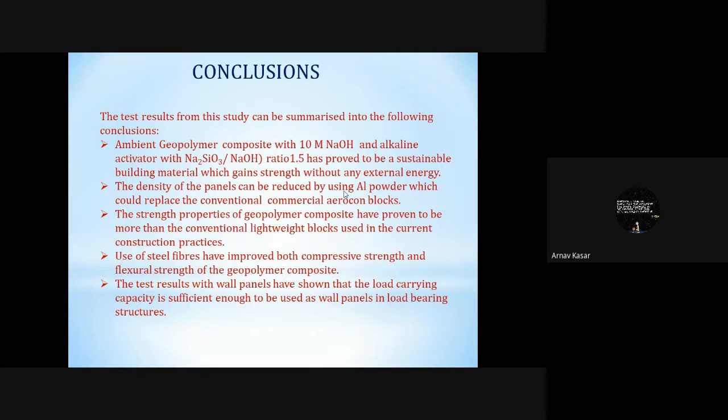In fact, I was looking forward to the work that you promised that you will conduct in the future. Yeah, sure, sir. I'm doing it. It is in progress, sir. I just wish to see how the structural members made of this geopolymer concrete will behave. Yes, sir. That will be interesting to see.